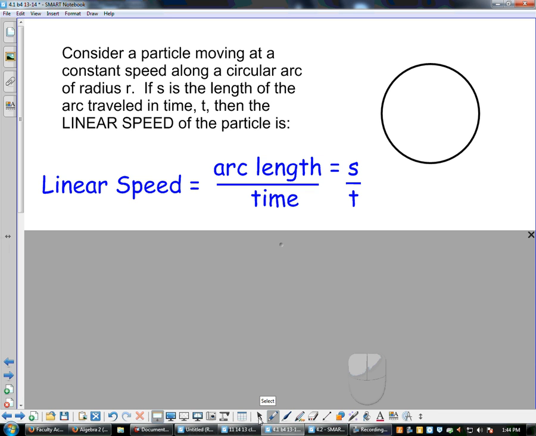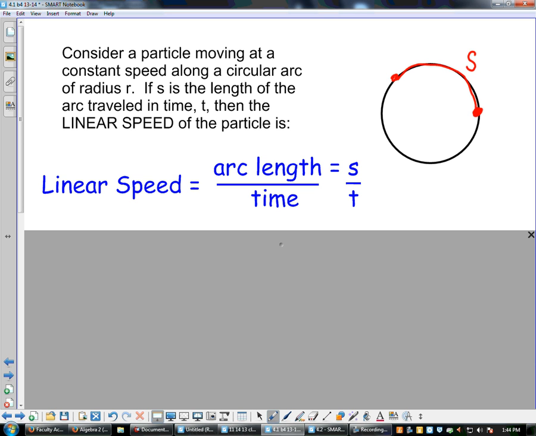So for example, if we have a circle and we are like a little ant right here on the circle, and we are going to be traveling this far around the circle, for example, where that distance is s for arc length. Focus, please.